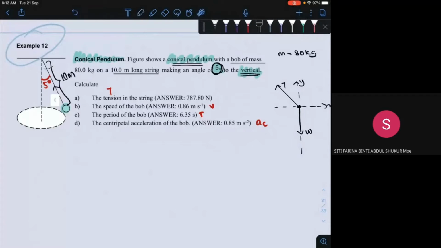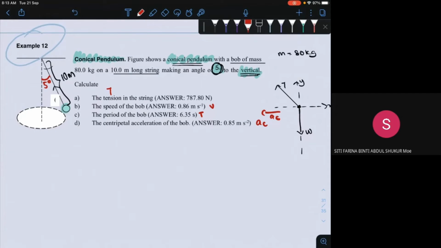Okay, your object makes a circle in this direction. This is the circular motion. Maksudnya, the center of the circle is in the middle here. Since the center of the circle is here, the direction of centripetal acceleration is towards the center. So here we can deduce this is the direction of your AC.